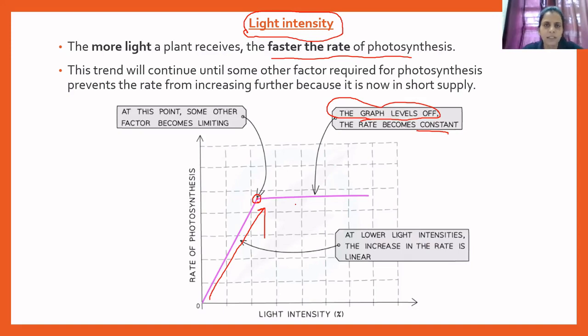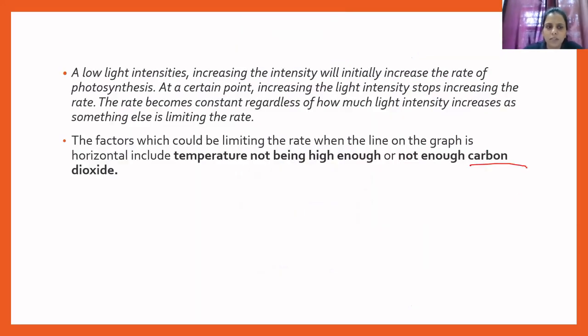Now the reason behind this constant rate of photosynthesis is the two limiting factors which are actually controlling the rate of photosynthesis, and these two limiting factors are carbon dioxide concentration and temperature. That means carbon dioxide concentration is not sufficient enough to continue the process of photosynthesis further, or maybe the temperature is not high enough. If temperature is low, what happens? The enzymes which are present in the plants for the process of photosynthesis work very slowly. Hence, the rate of photosynthesis decreases.